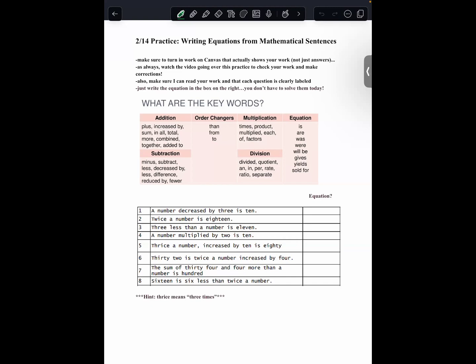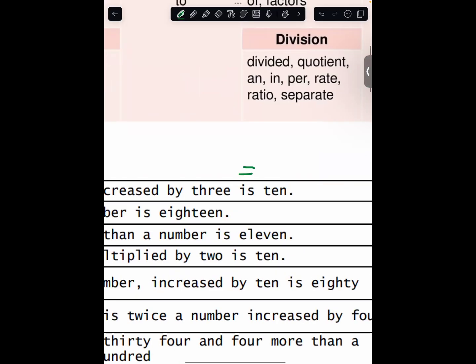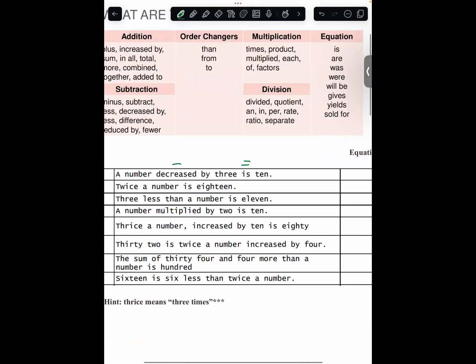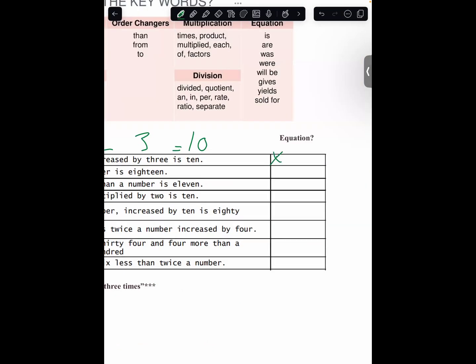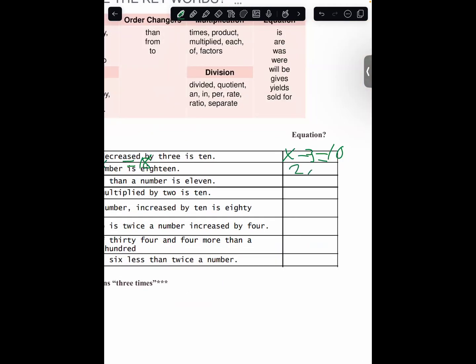So a number decreased by 3 is 10. What I would highly recommend is that you go through and you say, okay, that means that. So number, or x, either way, decreased by 3 is 10, right? So then x minus 3 equals 10. Okay, so there's 20 of these because I'm not asking you to solve them. We're just doing this. Twice a number is 18. There's our equal sign. So the first thing I would do is I would put the equal sign. 2x equals 18.